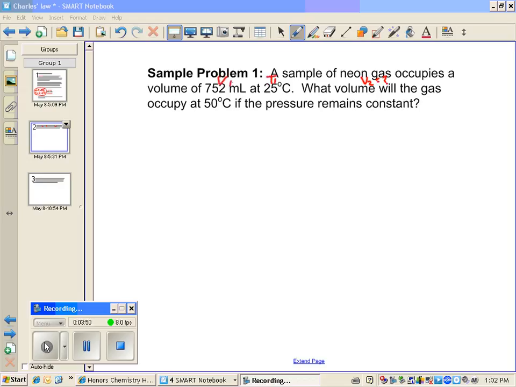What volume will the gas occupy at 50 degrees Celsius? The volume I don't know, I want it at 50 degrees Celsius. So therefore, that's my volume 2. Now keep in mind, I'm getting ready to plug my numbers in. Since I have 2 volumes and 2 temperatures, I'm using Charles' law. So my formula is V1 over T1 equals V2 over T2.